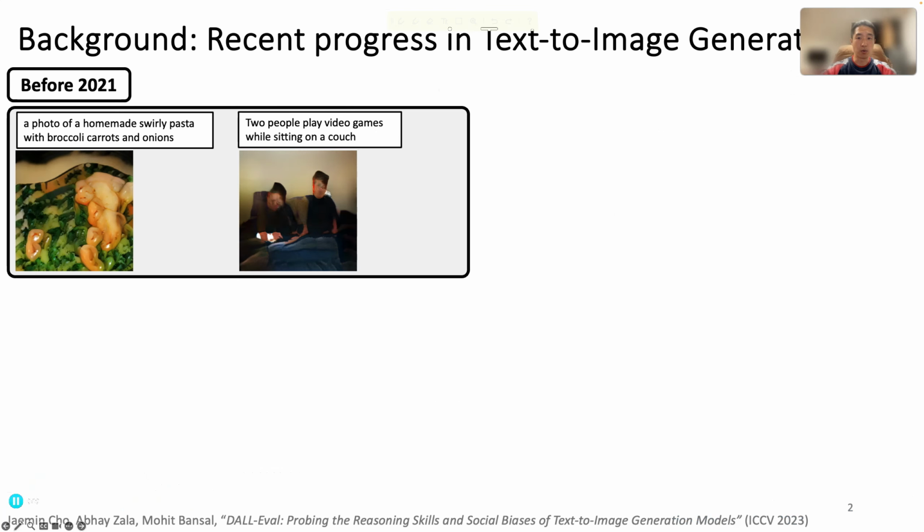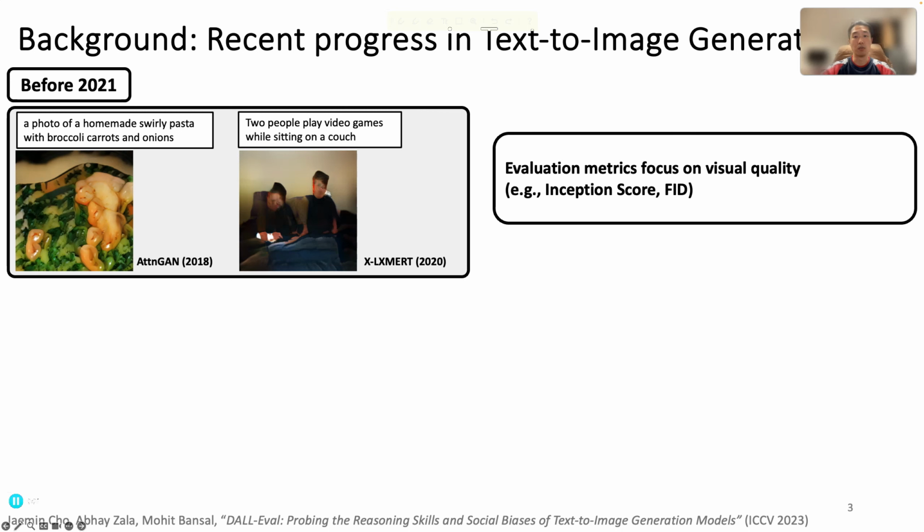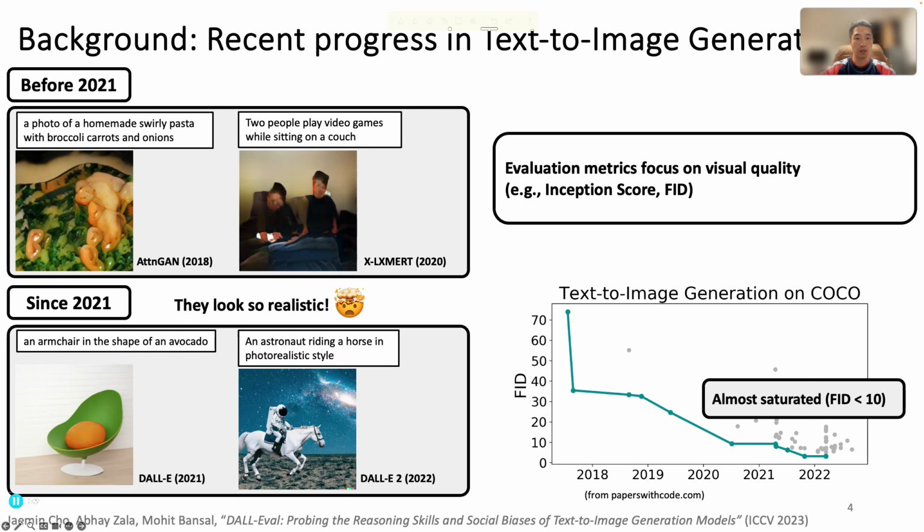Here's an overview of recent progress in text-to-image generation models. Back in the day, until 2021, the models could just generate blurry images from text prompts. So people commonly used metrics like FID, which measures how realistic images look. Recently, text-to-image generation models have shown remarkable progress in the last few years. Now they can generate very realistic images and score very low FID scores on benchmarks.